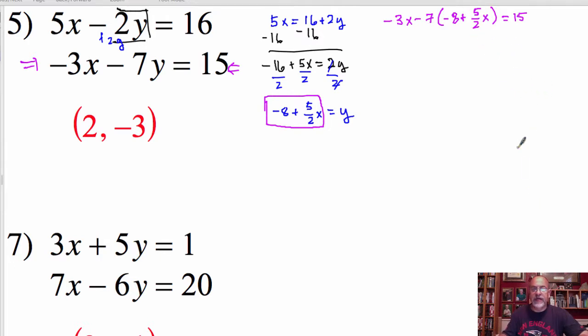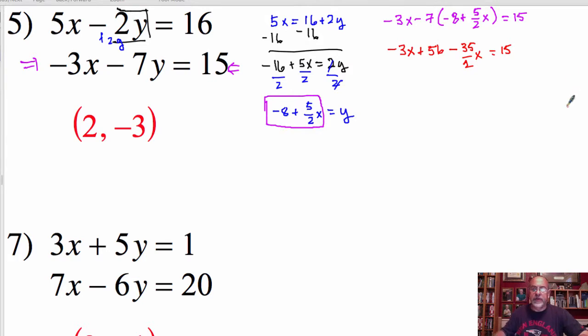Again, we have the letter x, so we're going to use our steps to solve an equation just like we always do. So we're going to distribute first. So negative 3x, I have a negative 7 times negative 8, which is positive 56. I have negative 7 times 5 halves, so that's going to be a negative 35 halves. We just multiply numerator times numerator and denominator times denominator, which gives 15.